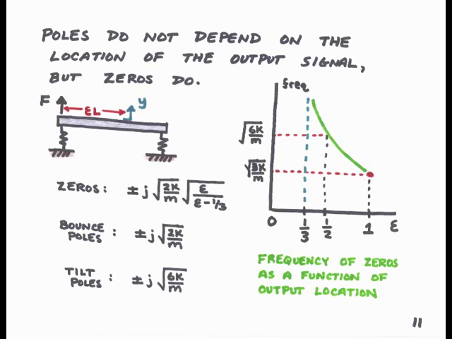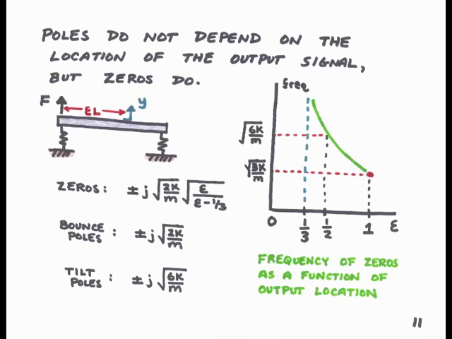We illustrate here the dependence of the zeros on the output location. I have a graph of the imaginary part of the zeros as a function of epsilon. Note that as epsilon is increased, that is, as we move the sensor farther and farther away from the left end of the beam, we have the zeros decreasing in magnitude. That is, they're moving closer to the origin. For epsilon equals 1/2, which would be the sensor at the center of the beam, the value of the zeros is square root of 6k over m, which is the same as the value of the tilt mode poles.